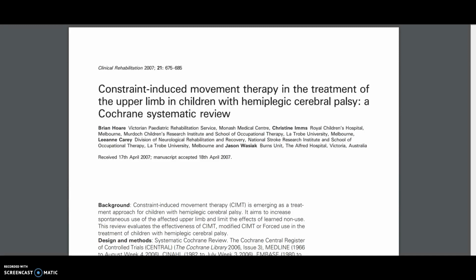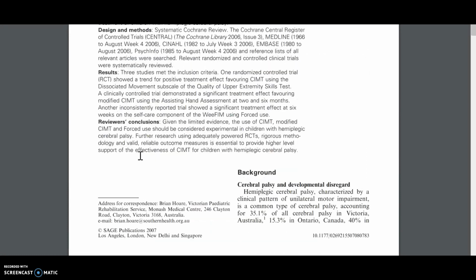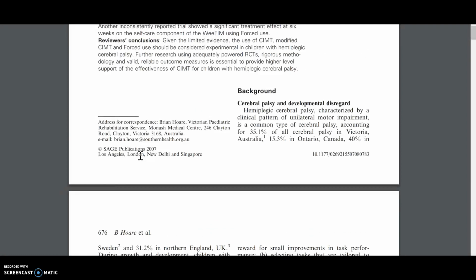Since we already know what a systematic review is, I'm not going to go into detail about that because there is a separate tutorial, a separate video discussing systematic reviews. This is just to move a little further into some aspects of systematic reviews to help you understand what you're critically appraising. And I'm going to use the group article that I provided: Constraint-Induced Movement Therapy in the Treatment of the Upper Limb in Children with Hemiplegic Cerebral Palsy, a Cochrane Systematic Review.